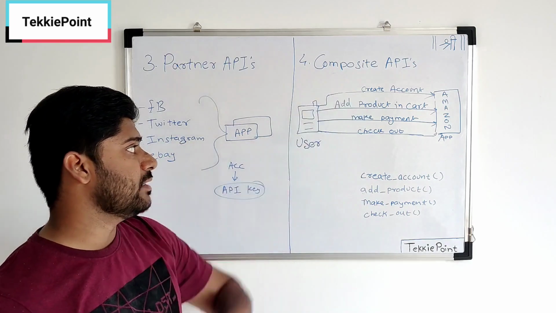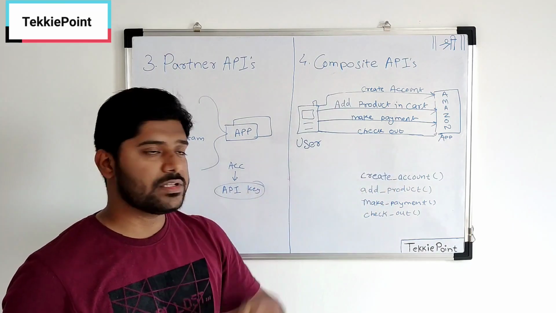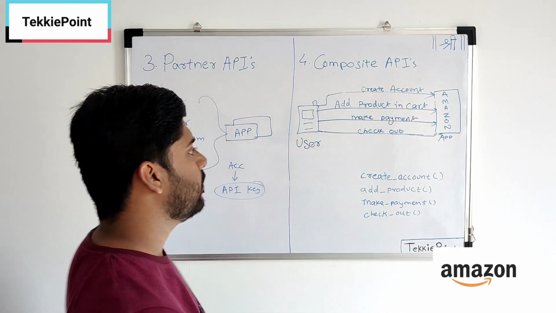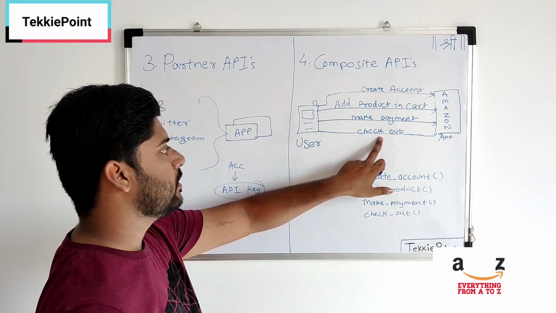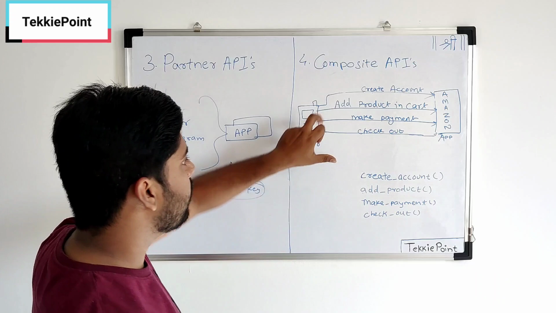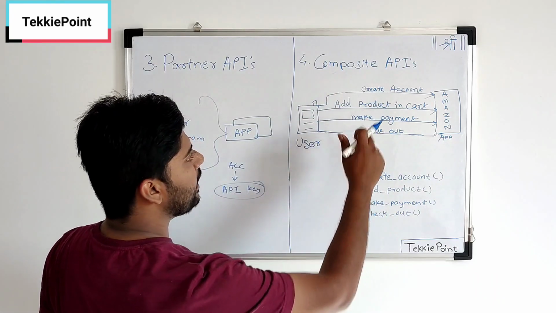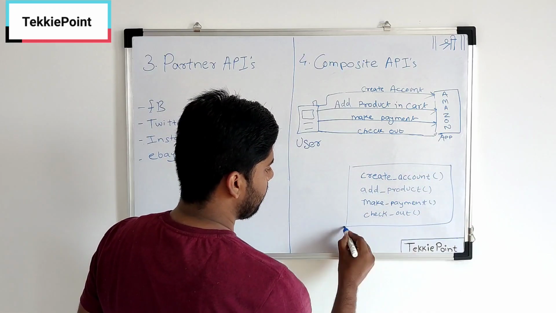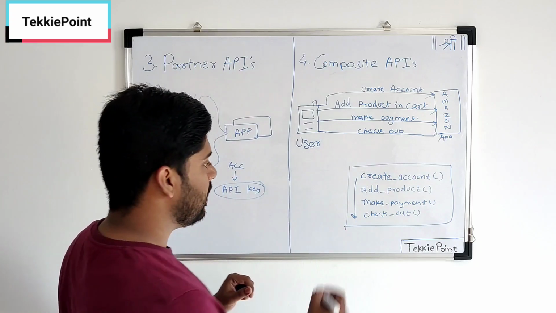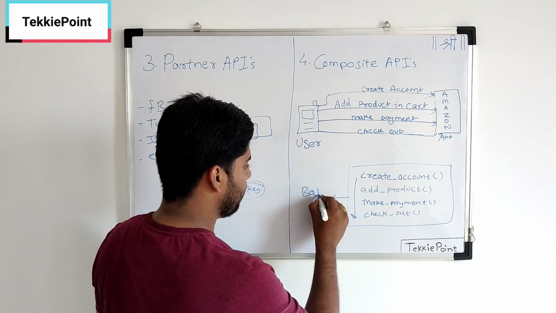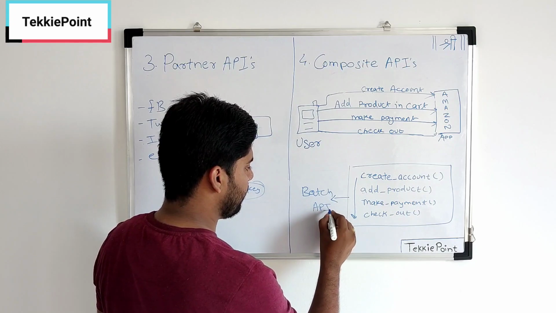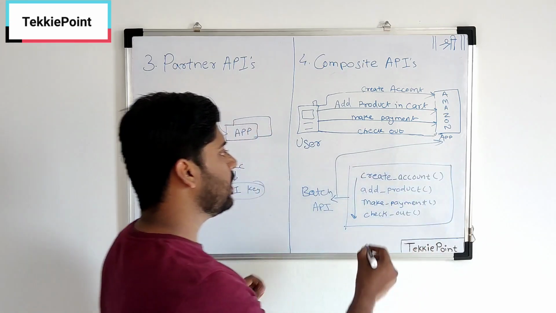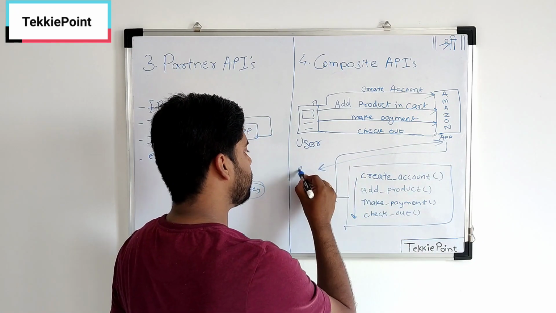In the case of composite APIs, let's take an example of an Amazon application where we can create an account, add products into the cart, then make the payment and check out. Many of these methods or steps will be needed very frequently. So we can group them together in a desired sequence. We can create a batch API. This batch API, in a single call, we can send to the server and then get the response.